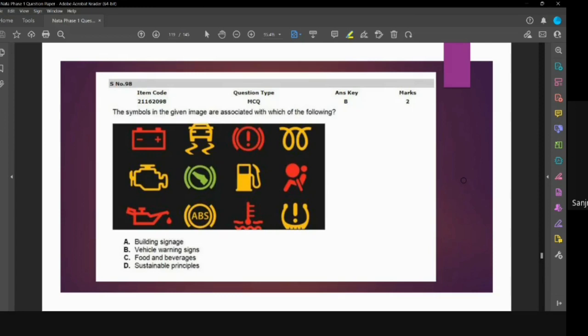Next question, they've given us some symbols. The symbols in the given image are associated with which of the following? ഈ തന്നിട്ടുള്ള symbols is associated to which of the following? Is it building signages, vehicle warning signs, food and beverage, or sustainable principles? So we can see fuel, battery, brakes, ABS. We know that it is vehicle warning signs. So the correct answer is option B.